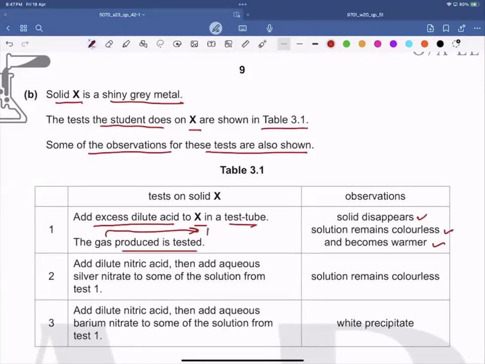Yes, very good, Amal. Hydrogen gas is formed, right? And for hydrogen gas, if you recall the test, we use a burning splint and the observation would be a pop sound, right? Yes, very good, Zainab. Mustafa, very good.